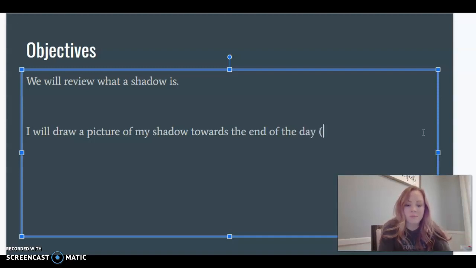You can do this around, let's say, 6 or 7 p.m. if possible. Like I said, if you can't do it today, just get it done before Friday at 3 if you can. This will allow us to see the differences of our shadow from the morning, middle of the day, and towards the end of the day. We have to do it at different times or else we won't see a difference.